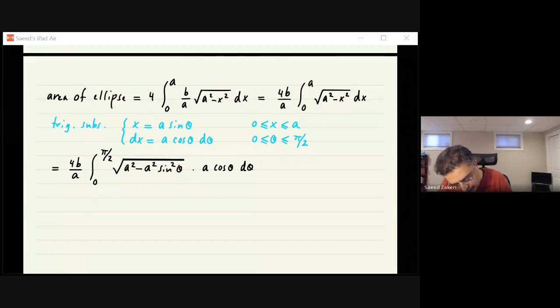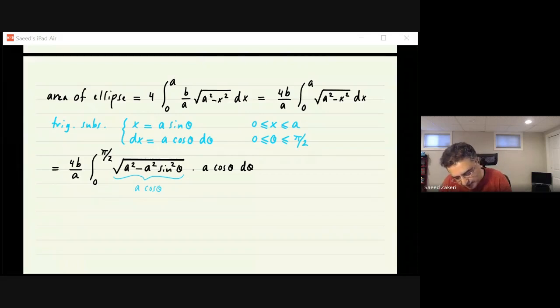And now look at this. This thing is a cosine theta. Again, under the radical, if you factor a squared and bring it out, it becomes an a. So that's your a. And then what's left is 1 minus sine squared theta. 1 minus sine squared theta is cosine squared theta. Square root of cosine squared is absolute value of cosine theta. But theta is between 0 and pi over 2, so cosine is positive. So you don't need absolute value. So this thing simplifies to a cosine.